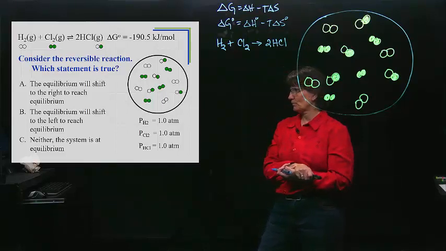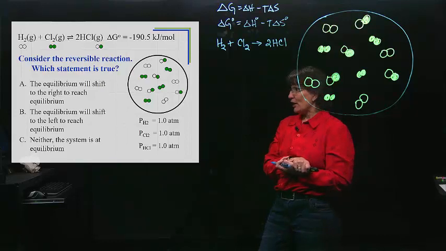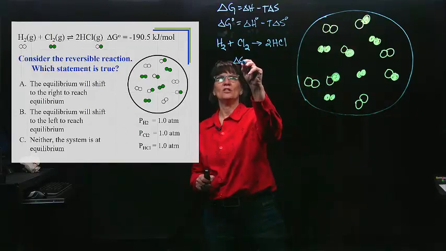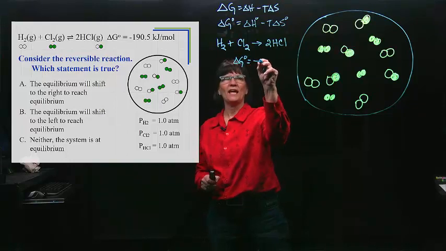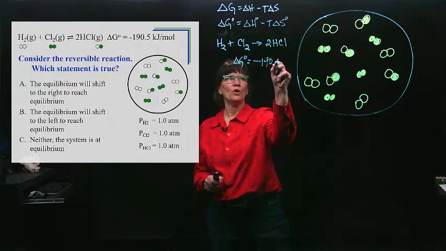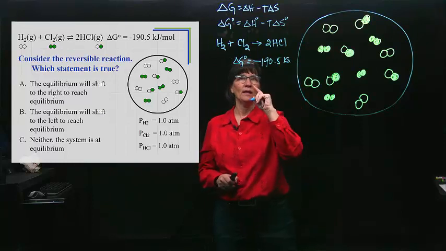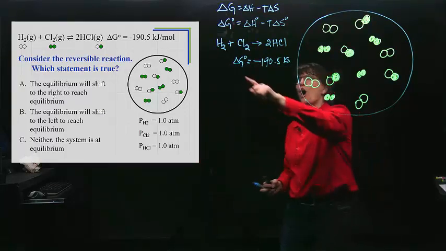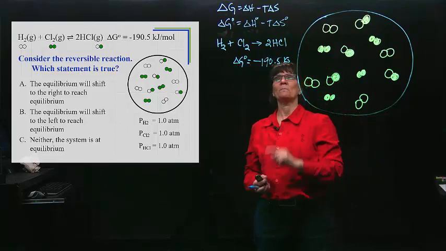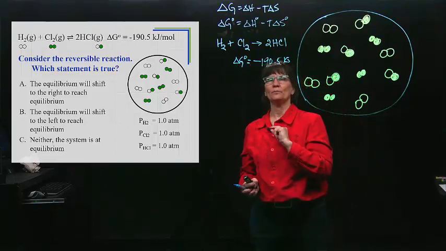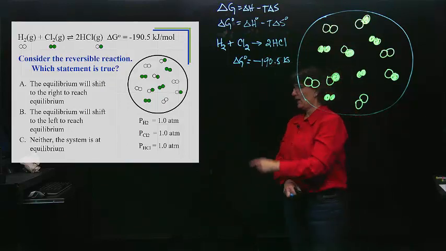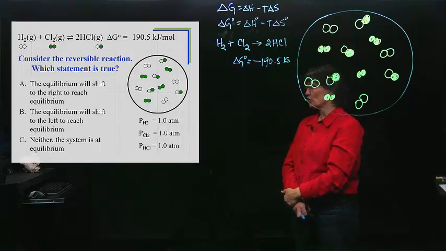Now, if the value of the standard delta G is a negative 190.5, what that is telling me is that if this reaction started with everything, all reactants and products, at 1 atmosphere, the value of delta G would be a negative 190.5, and what does that tell you? You choose your answer.